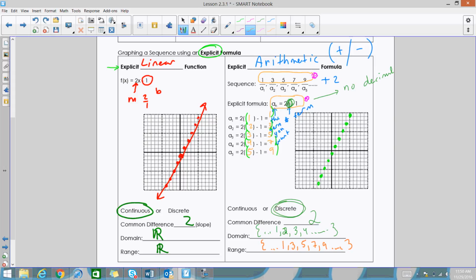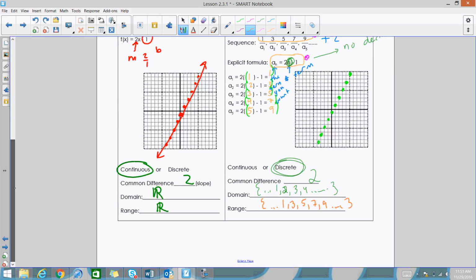And those are supposed to be brackets. Those are just really bad looking brackets, all right? So that's your domain because it is discrete.